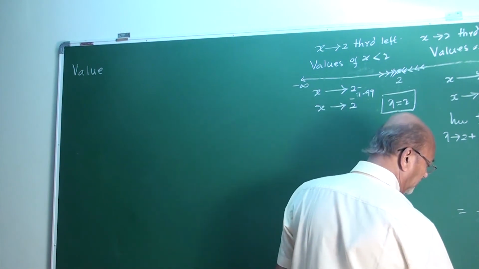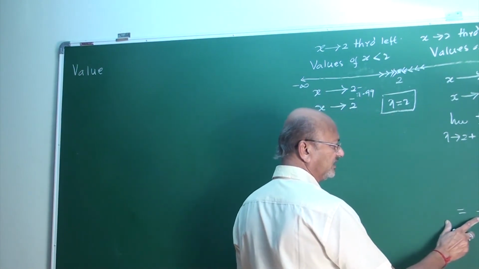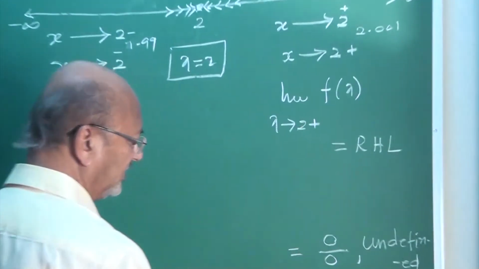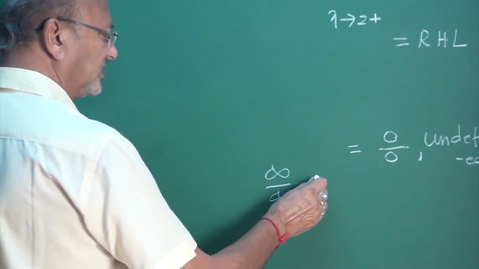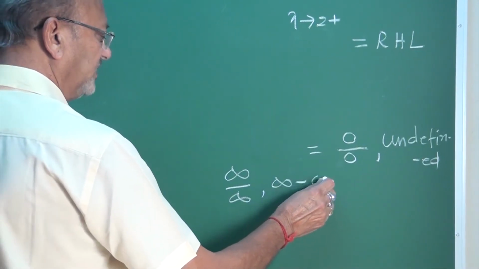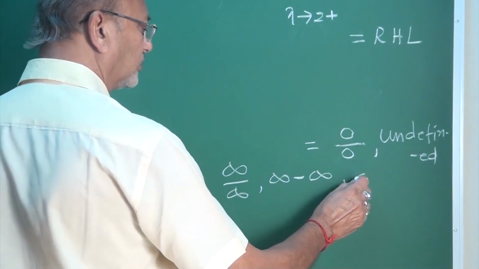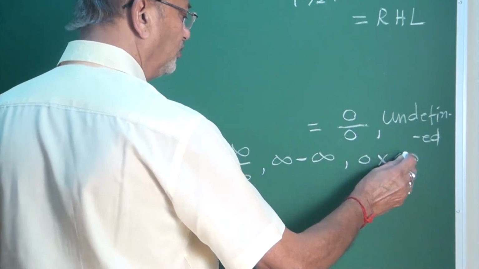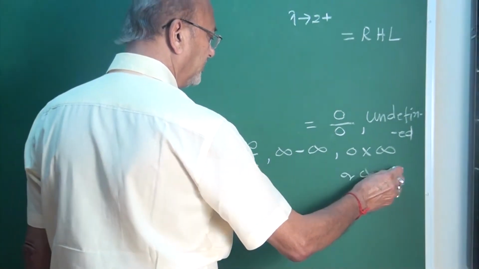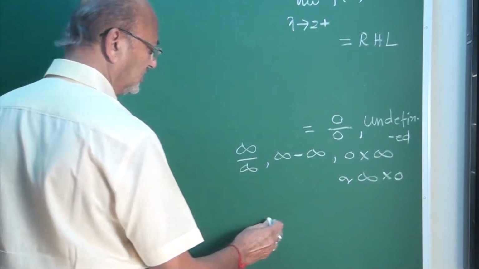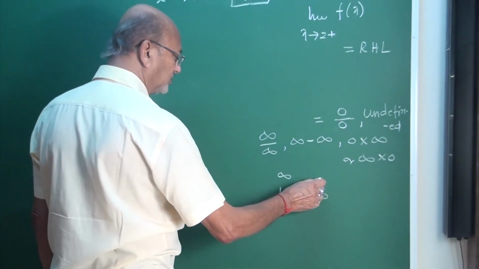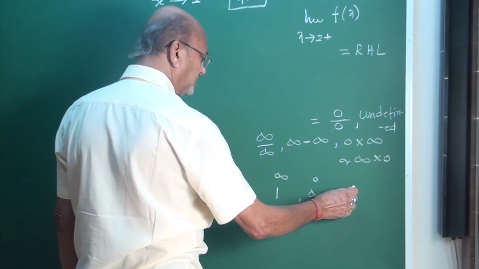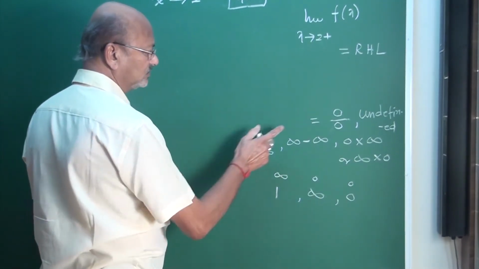My friend, I will mention the other indeterminate forms. Other indeterminate forms are infinite upon infinite. Another is infinite minus infinite. What about the fourth? Either it is 0 into infinite or infinite into 0. This is 4. Then 1 to the power infinite, infinite to the power 0, and 0 to the power 0.